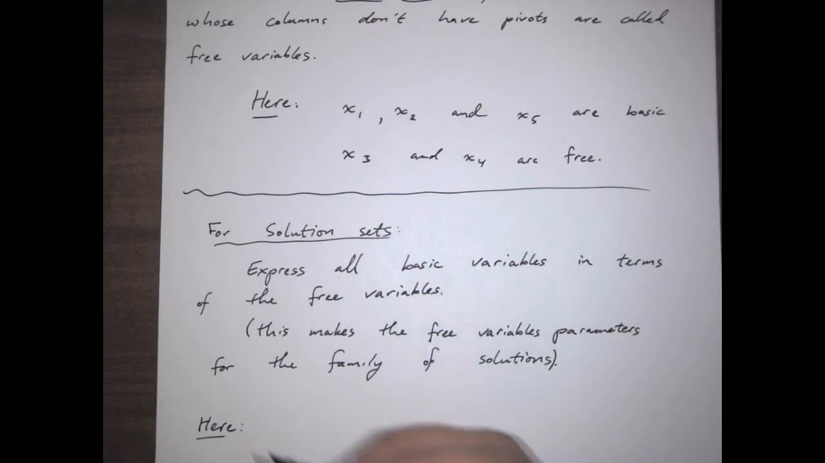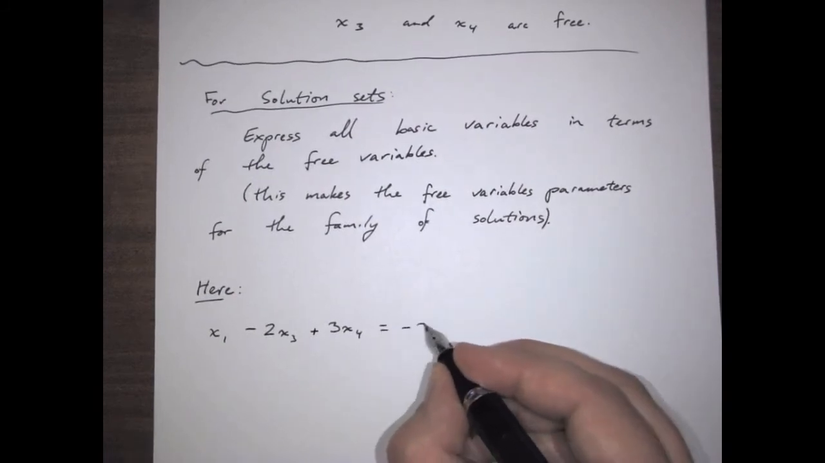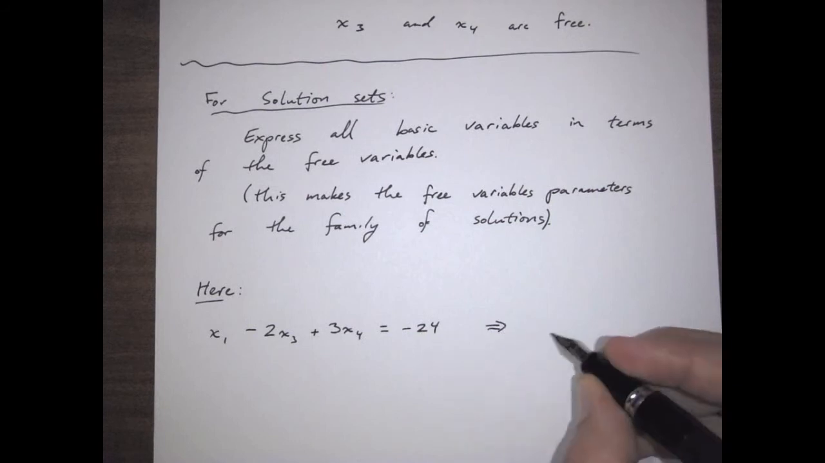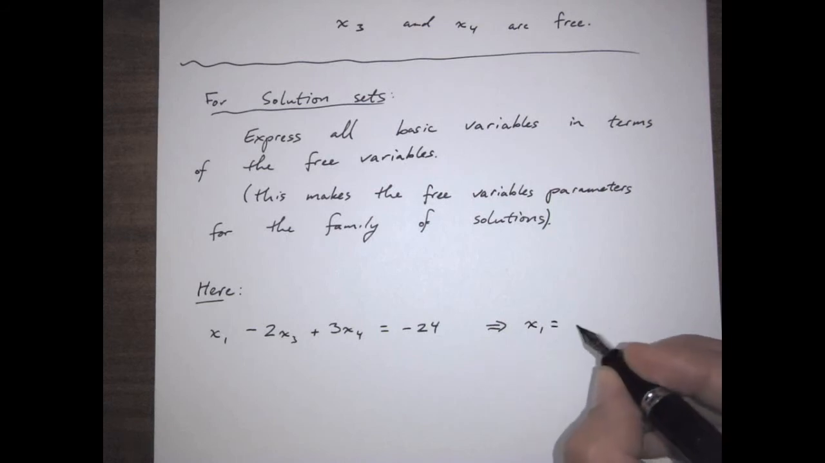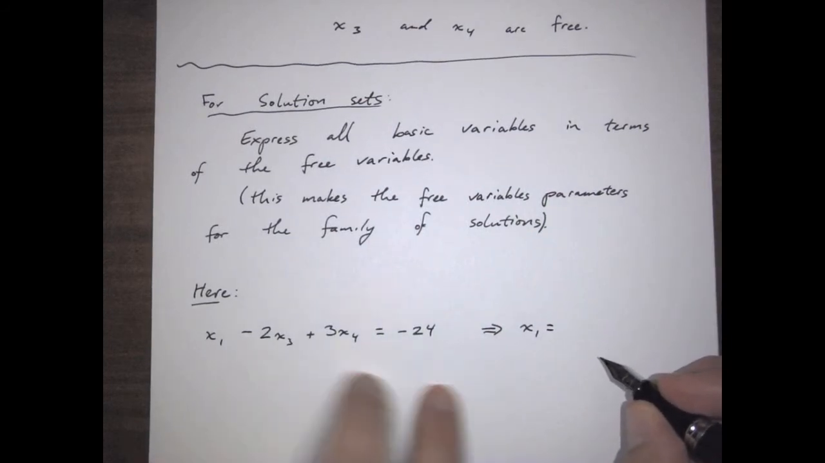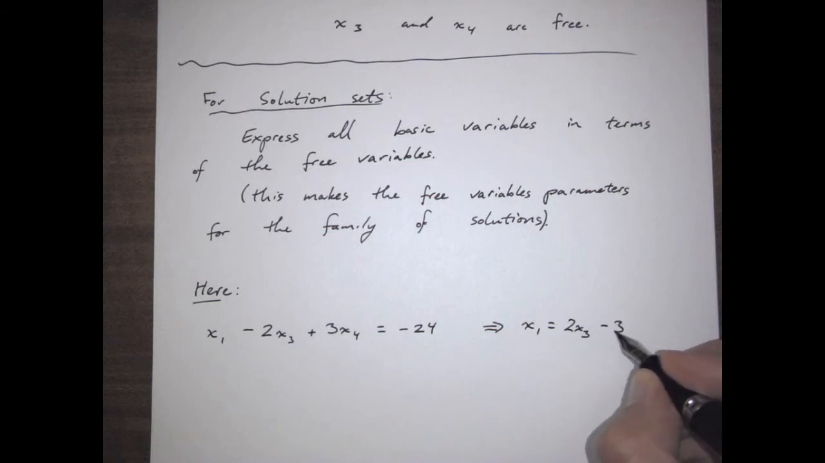the way we would write such a thing is to go like this. So what you would do is you would take the equation x1 minus 2x3 plus 3x4. So that was one of the equations that we had, equals negative 24. So this, you would rewrite it with a basic variable in terms of the free variables. So you'd have x1 equals, and you just add or subtract to move everything to the other side. And so you'd have 2x3 minus 3x4 minus 24.